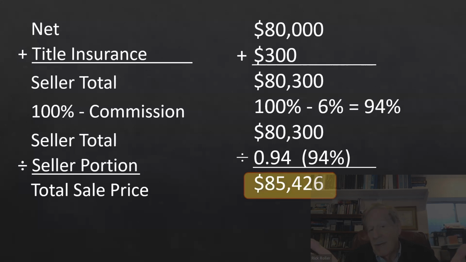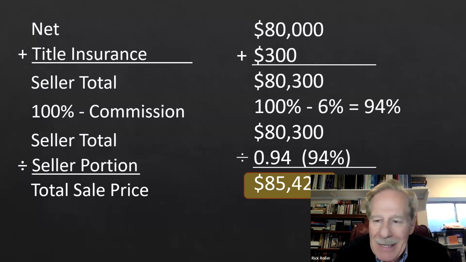I'd list it for 85.9. Give yourself a little negotiating room. But if you're going to be that specific on this question, be 85,465 or 426. Okay. Now, once again, don't freak on these. Just work them backwards and take them a step at a time.